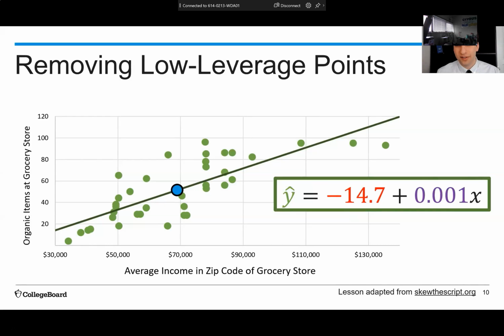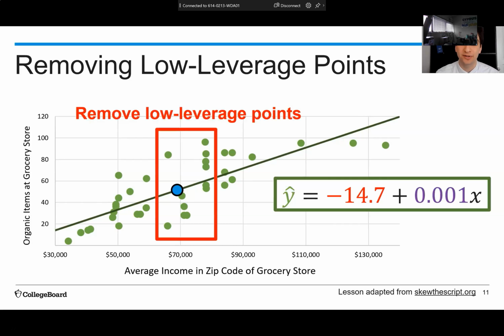And some points we could look at here is what happens when we remove points that are close to this mean point, specifically close in the x direction, points where the average income in the zip code is close to that mean value for average income per zip code. So we're going to remove what we call these low leverage points. You'll see why they're called low leverage in a second.